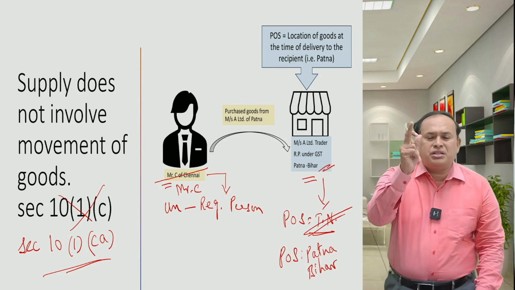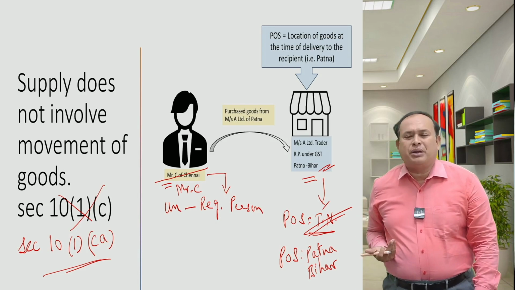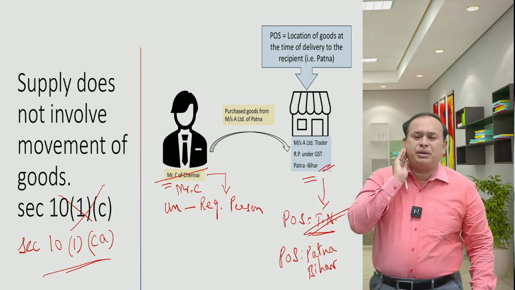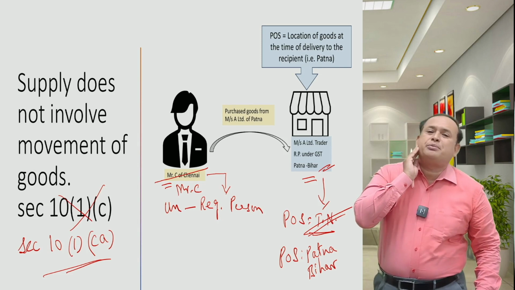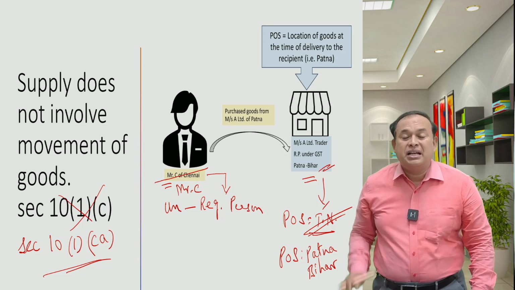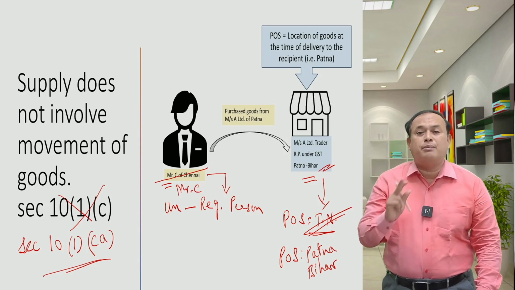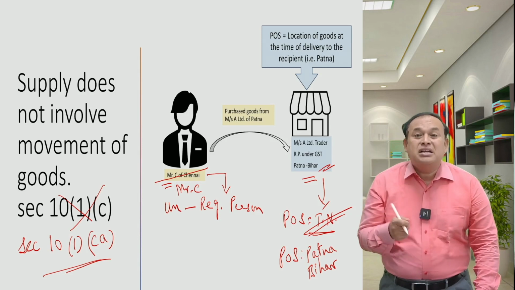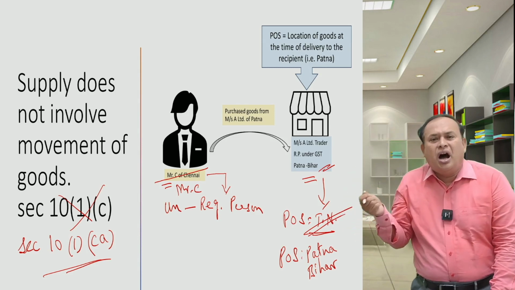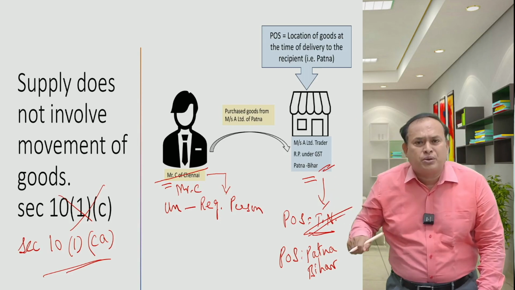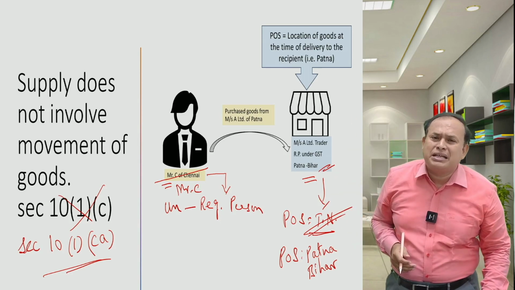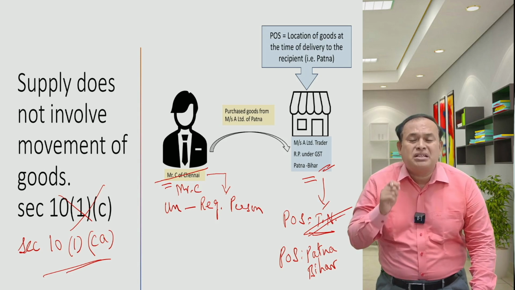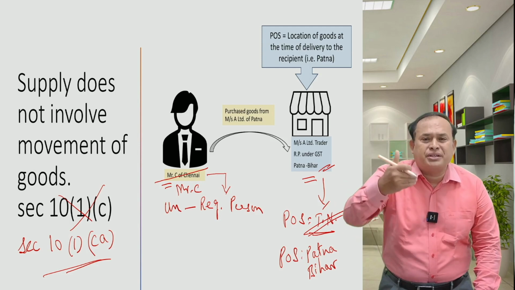First, you have to see the location of the recipient, address available, is the place of supply. If that is not there, the state of the recipient, if mentioned, is the place of supply. If both are not there, the location of the supplier is the place of supply, says section 10.1 clause CA. Section 10.1 clause CA comes into the picture only when supply is made to an unregistered person, whether the supply involves movement of the goods or does not involve movement of the goods. Notwithstanding section 10.1 clause A, notwithstanding section 10.1 clause C, section 10.1 clause CA will come and appear. It is an overriding provision, that is the meaning of it.